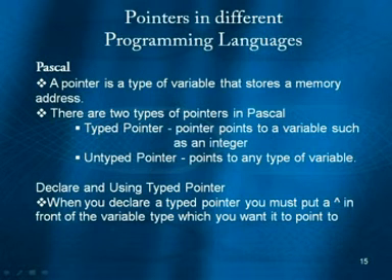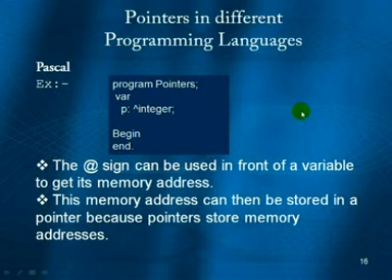Now we'll have a look at how to declare and use a typed pointer. When you want to declare a typed pointer, you must put this symbol in front of the variable type which you want it to point to. And this is a simple example for typed pointers in Pascal.